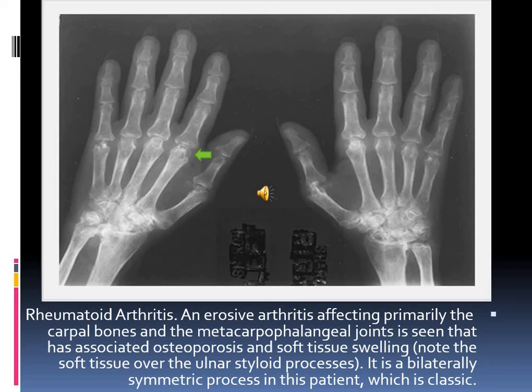Also, you cannot clearly demarcate the carpal bones, so this represents area of fusion or erosions which could be seen in the carpal bones, and even mild soft tissue swelling at the region of the ulnar styloid process. So these are bilateral symmetrical changes which could be seen classically in rheumatoid arthritis.